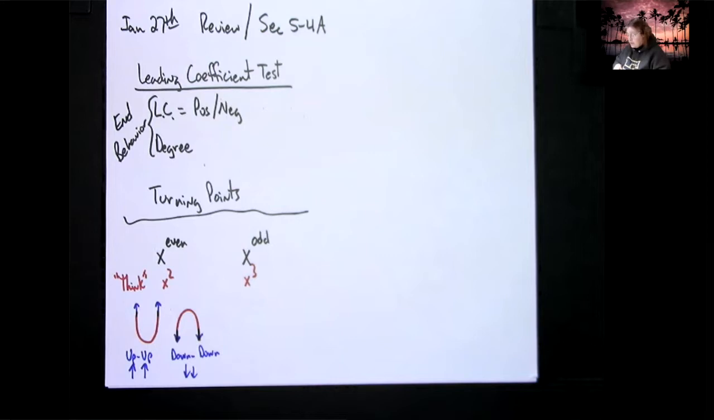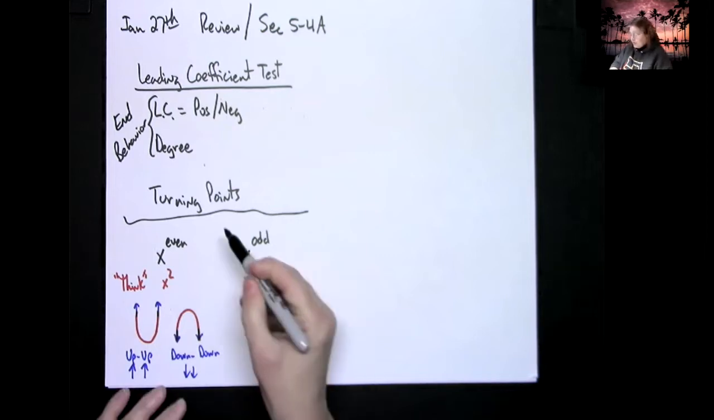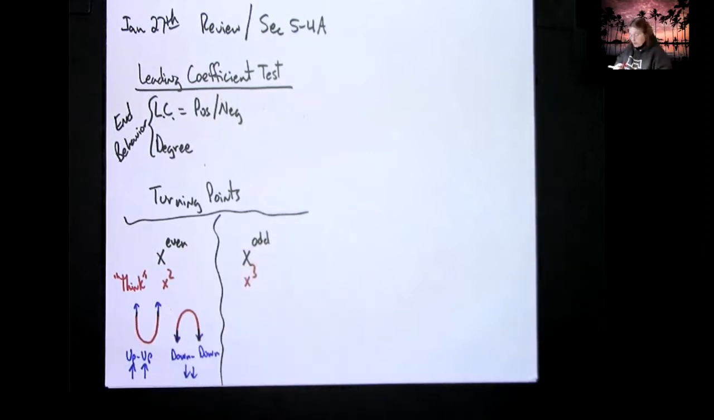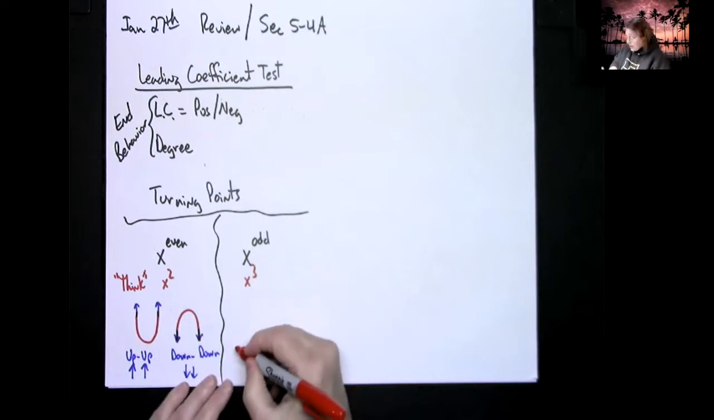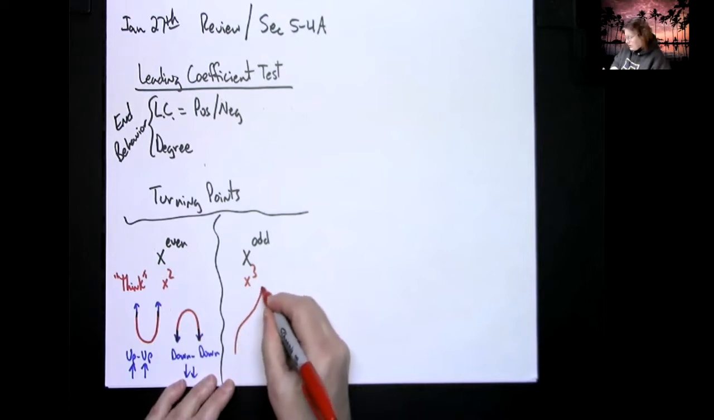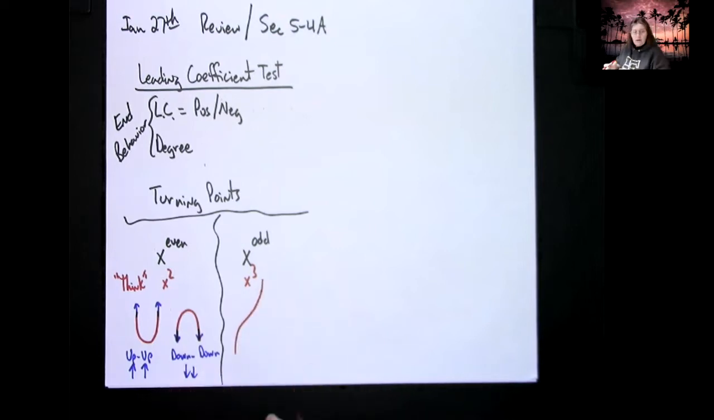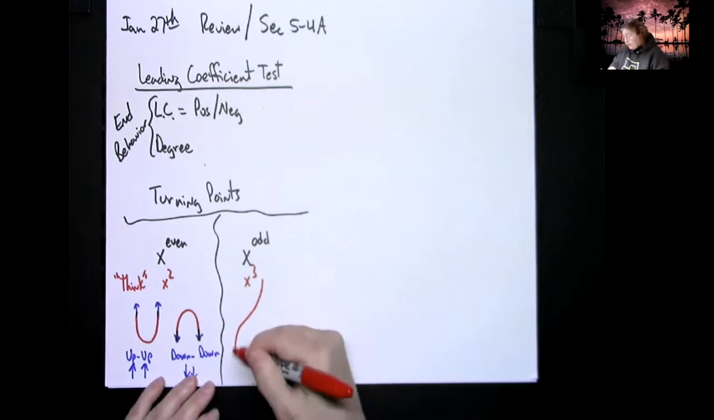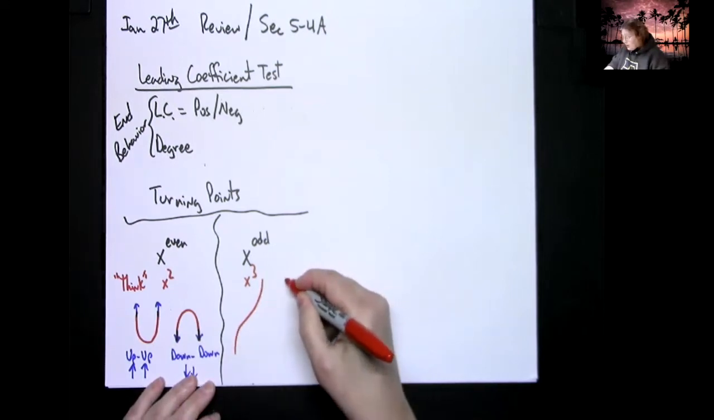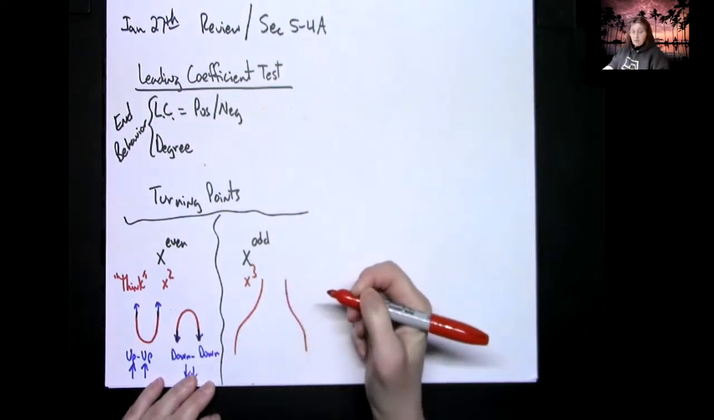Now on the x to the third graphs, I don't want to mix these up. Let's kind of box things off here. I've got two choices: a basic x to the third, no shifting or anything, looks like this. And then just as I can flip a parabola either upright or upside down, I can flip an x to the third with a negative involved. So it would look like that.